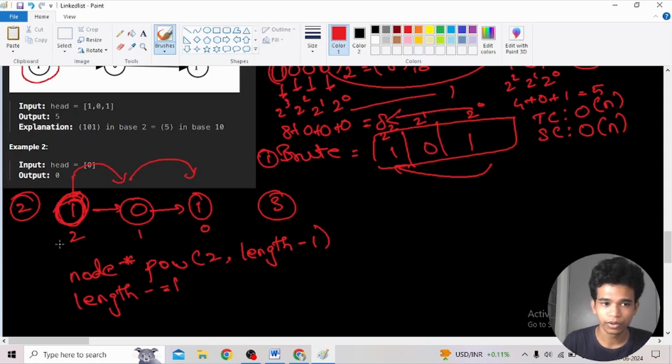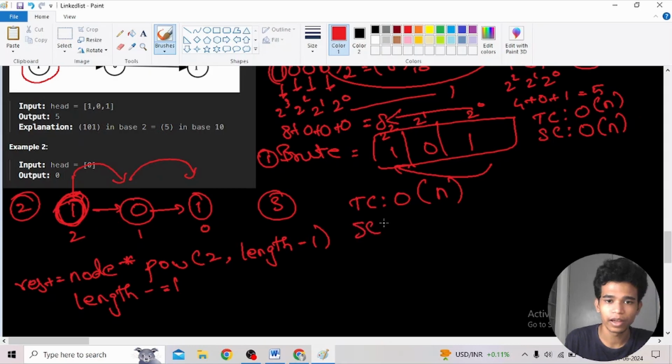Fine. So I will take this as a result. Result plus is equal to result. Can you understand this? Yes. Okay. Coming to time complexity, the time complexity of this approach is O of n. Okay, and then space complexity is O of 1.